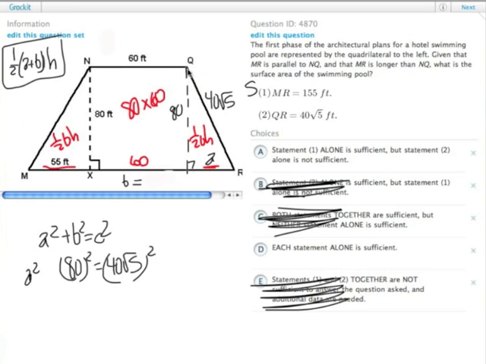So even though the side QR is not the most helpful number, by dividing the shape up, we could actually figure out the area of each of its constituent parts, and the sum of those would be the area, and therefore it's sufficient. Each statement alone is sufficient. Answer choice D.